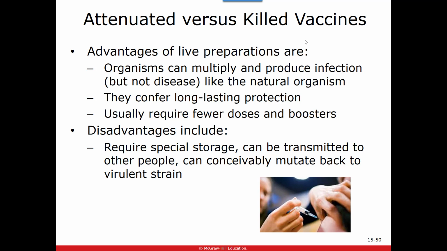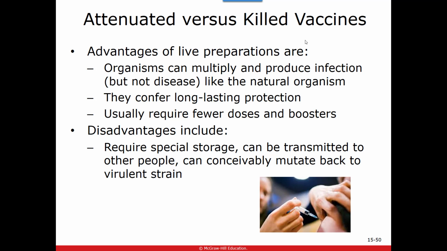Now, people that have a weaker immune system, it could also be an issue. You are given a living organism in your body, which means your immune system has to recognize it and fight it off. But if you have a weak immune system, you might not be able to fight off even that weakened version of the organism. So it is an issue. The attenuated is an issue for immunocompromised individuals. They're always going to give the killed vaccine.